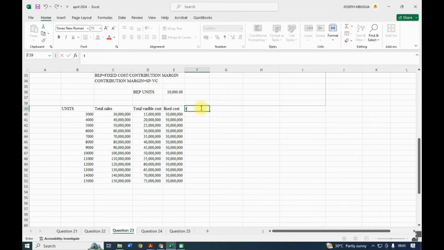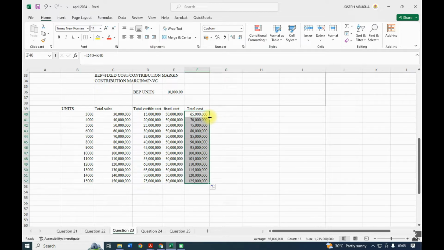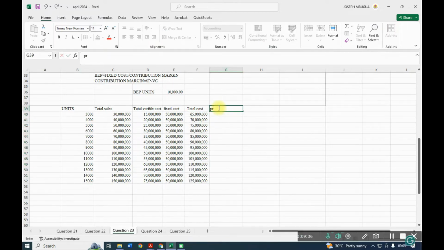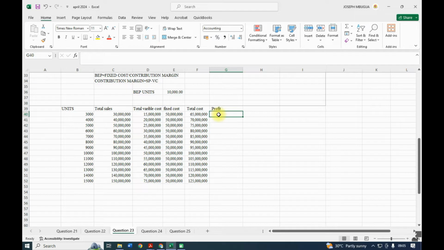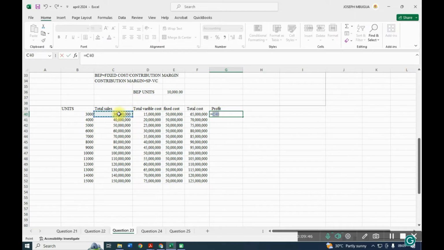And you can get the total cost of production, which is the variable plus the fixed. We get the total cost, and I will autofill that. And after getting that, you get the profit. We know the profit is normally the total sales minus the total cost.